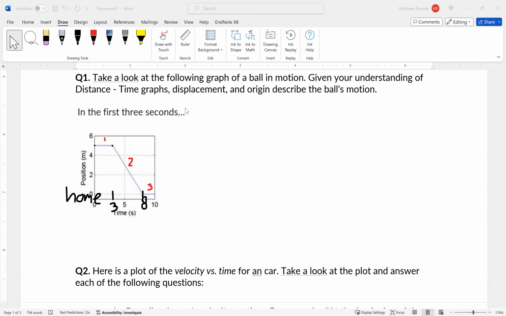Right. You're right, it's not moving. How far away is it? I don't know. What is the position? What's the Y value there? It's 5. So in the first 3 seconds, the ball is not moving and is 5 meters away.